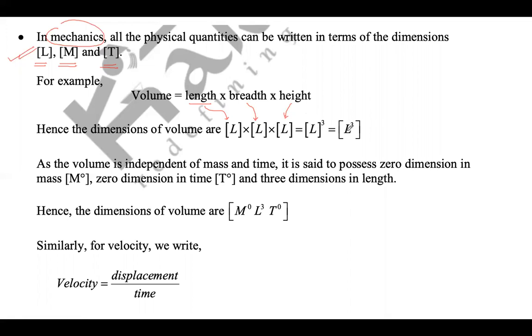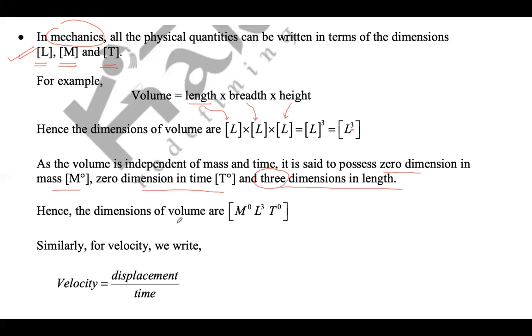So we write it as L cube. So the power here is 3. So dimension with respect to L will be 3. As the volume is independent of mass and time, it is said to possess 0 dimension in mass. So it has 0 dimension in mass, 0 dimension in time, and 3 dimension in length. Why 3? Because the power of length here is 3.